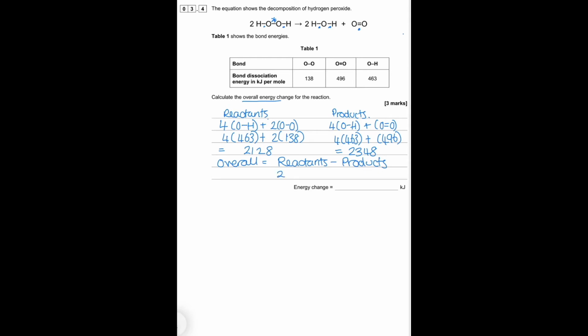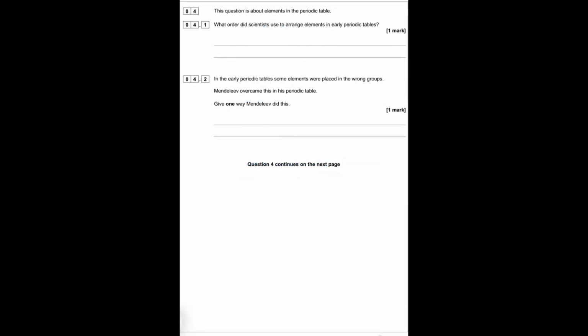So it is 2128 take away 2348. So the overall energy change is minus 220 kilojoules.